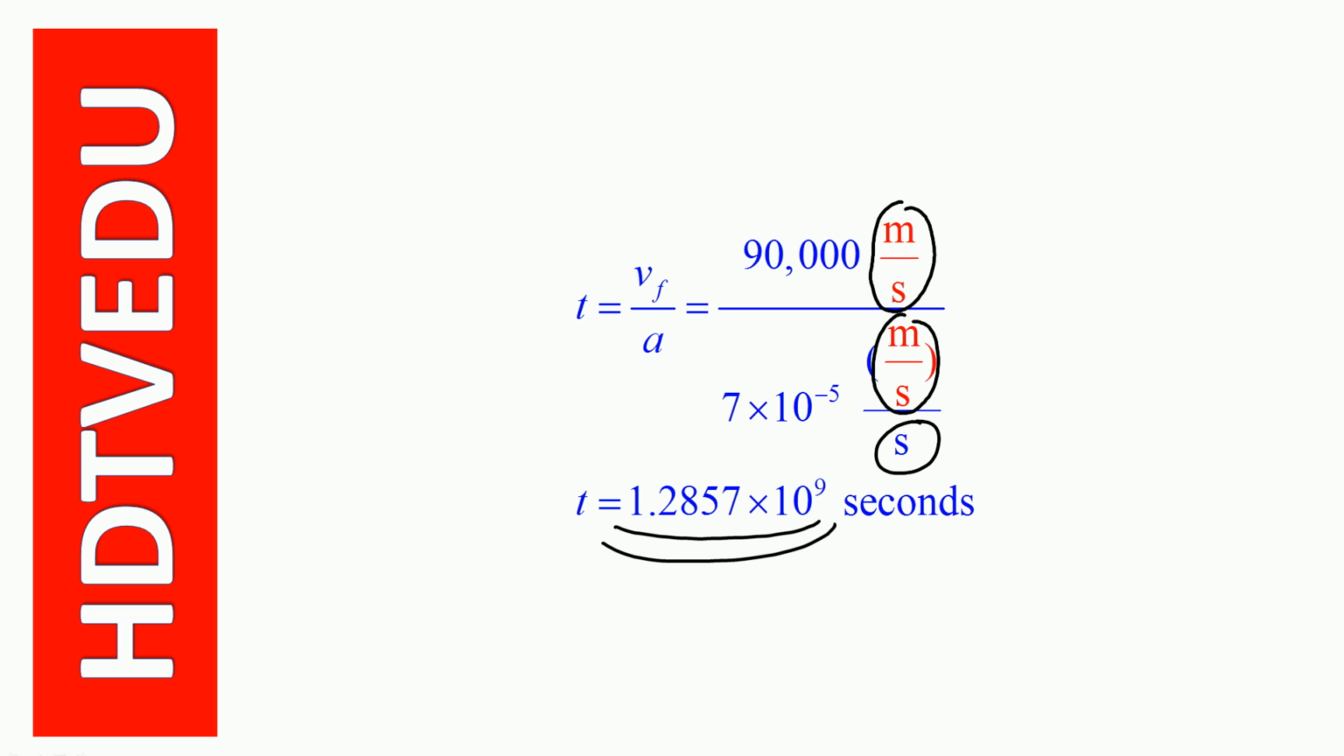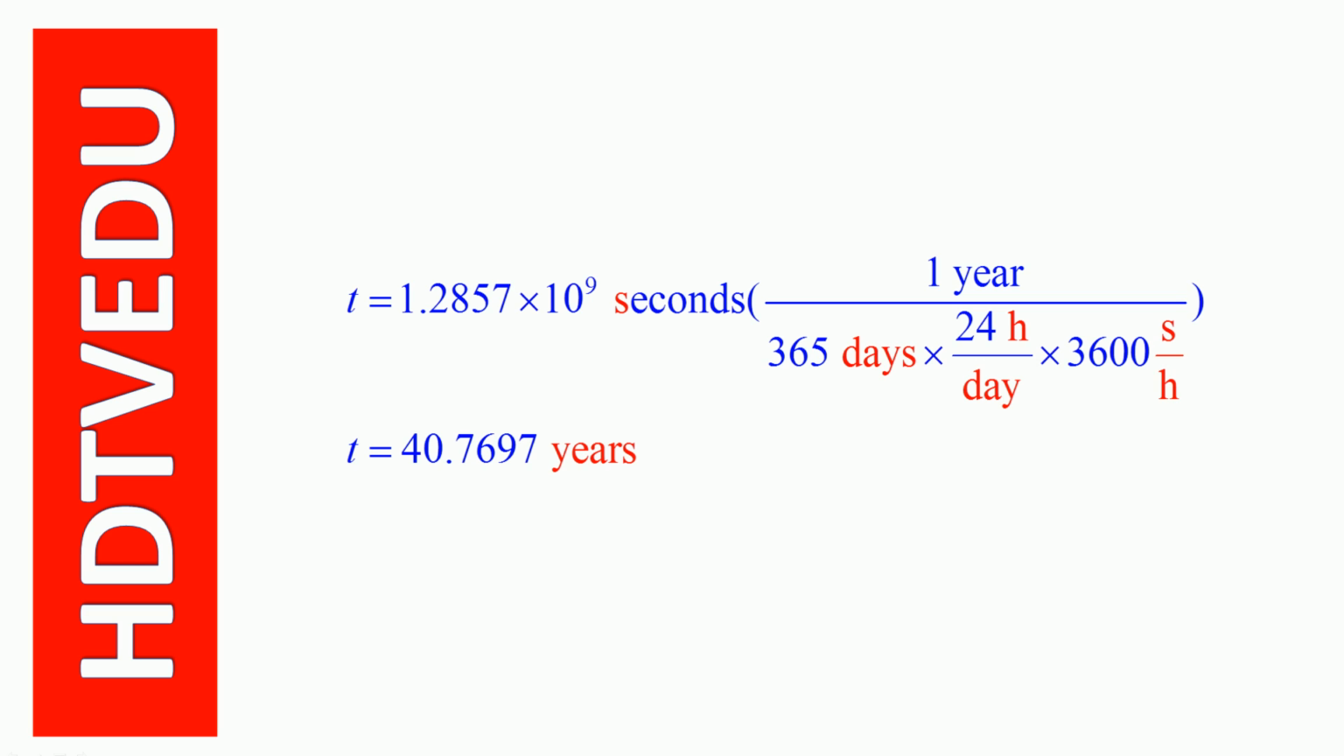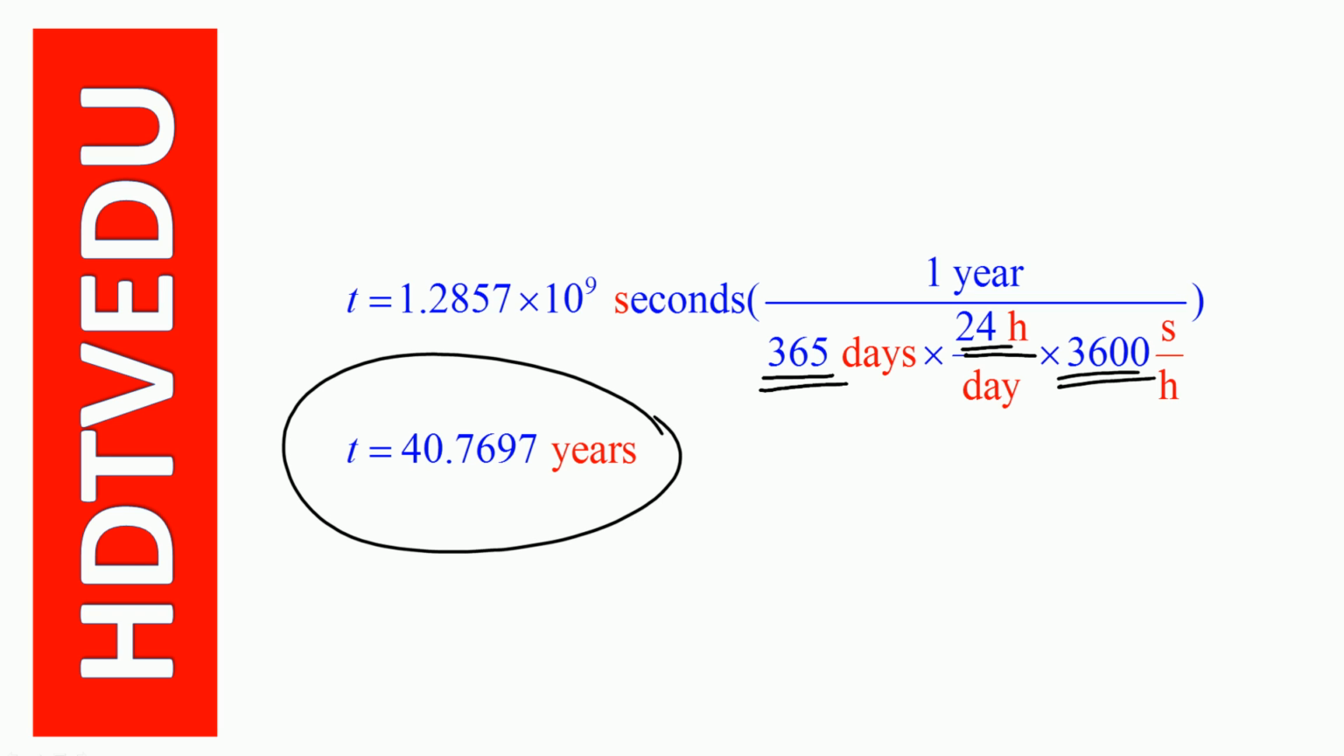So what we can do is convert those seconds into years. How do we convert our seconds into years? 1 year is 365 days, 1 day is 24 hours, and 1 hour is 3600 seconds. So when you do that, you get 40.7697 years. It's a very long time, almost 41 years before you get a speed of 90,000 meters per second.